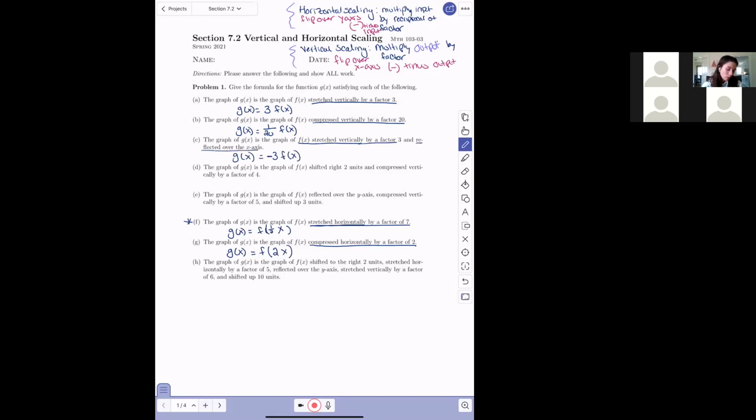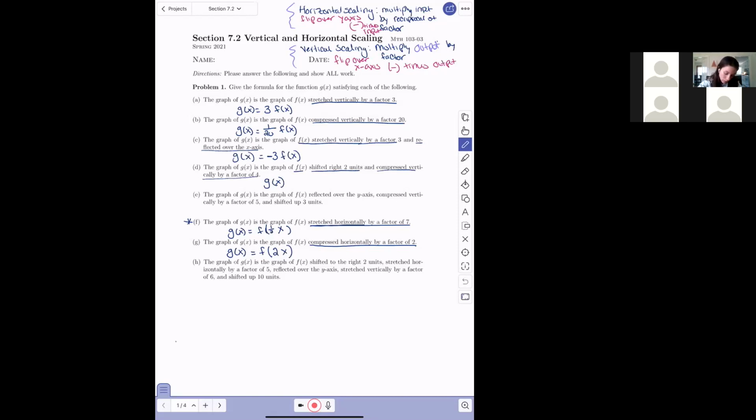Okay. Now problem D. The graph of g of x is the graph of f of x shifted right 2 units and compressed vertically by a factor of 4. Okay, so now there's an order of operations that really has to happen here. When we are shifting and scaling anything and writing new and old functions, we need to start by taking care of everything that interacts with the input first and then the output.